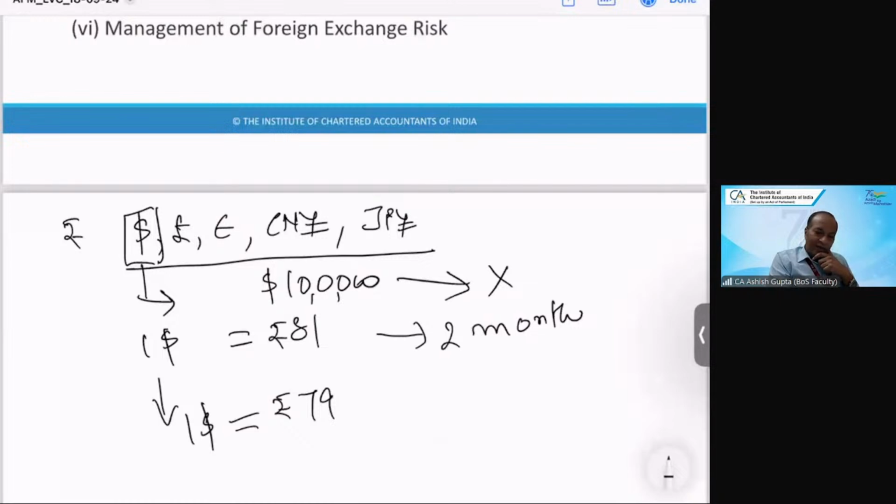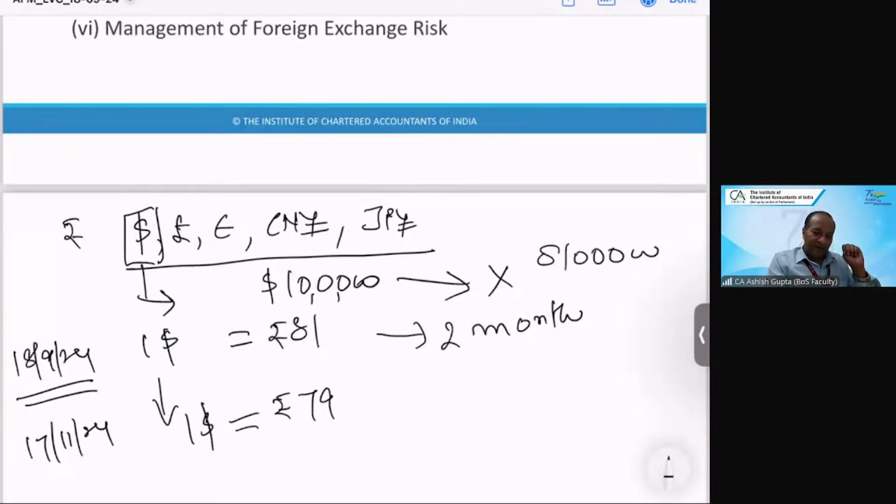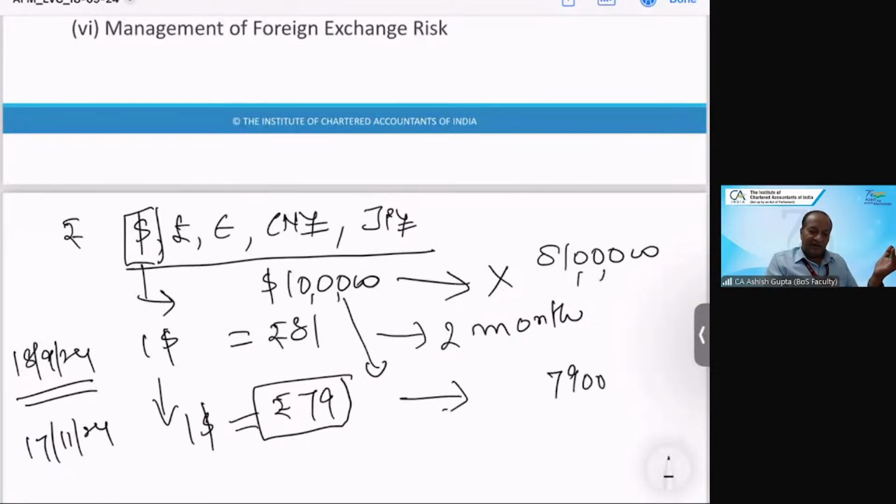Now say today is 18th September. I'm just giving you a small example. Today I am expecting that I will receive 81 lakh out of this export proceed. But when the actual amount comes into my hand and I sell these dollars in the market, the amount that comes into my hand is 79 lakh. So there is a loss of 2 lakh.